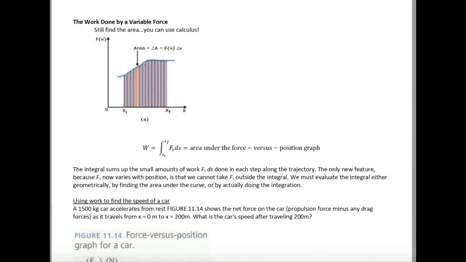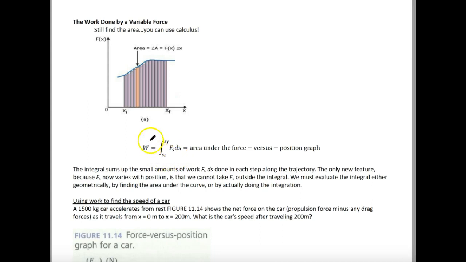Let's go ahead and move down to the next page, which is the work done by a variable force. When you have a variable force, notice that I no longer have just a constant force, but our force starts at one place and then is increasing as we go through. We can still find the area, but we've got to use calculus now.